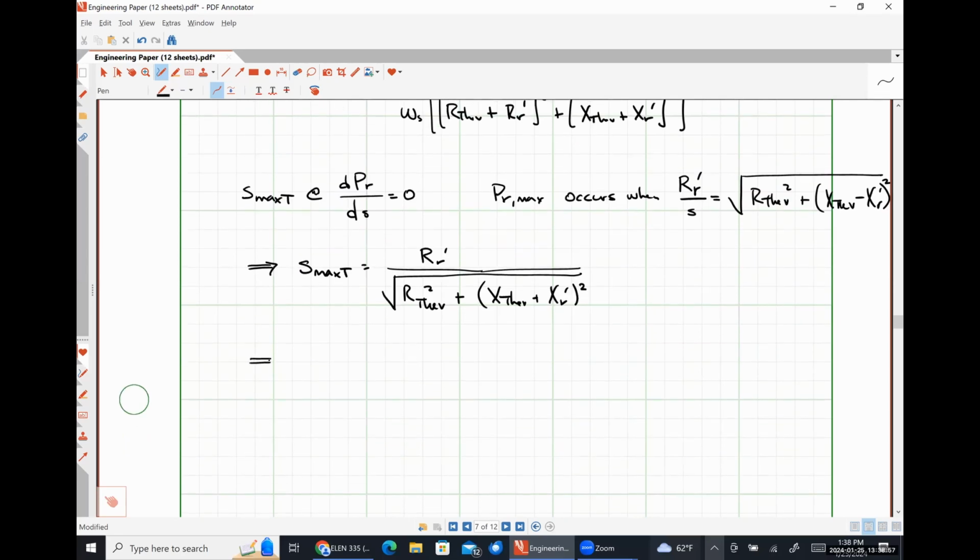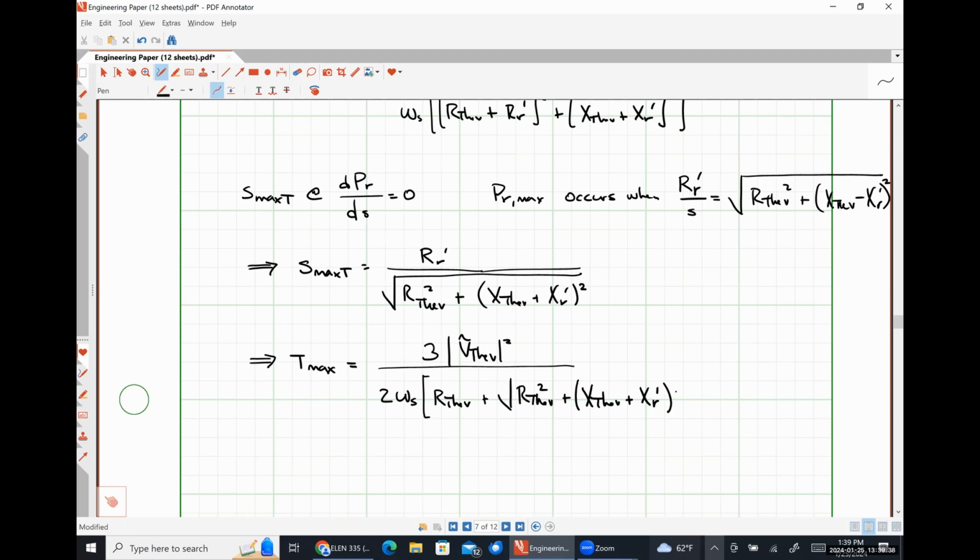And using this, our maximum torque is 3 times the magnitude of our Thevenin voltage squared, divided by twice omega_s times R_thev plus the square root of R_thev squared plus X_thev plus X_R prime quantity squared.